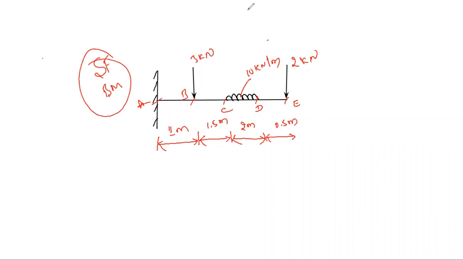Now I want an answer from you. Sir, how much length is that? C and D? Yes, C and D is 2 meter. B and C is 1.5 meter. A and B is 1 meter. And D and E is 0.5. 1.5 plus 1 plus 2 plus 0.5, total is 5 meter.